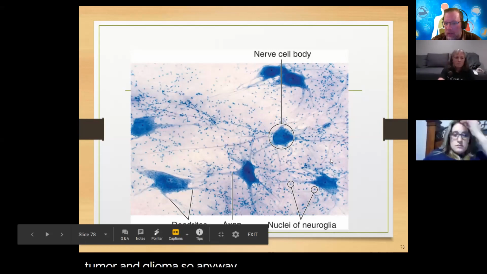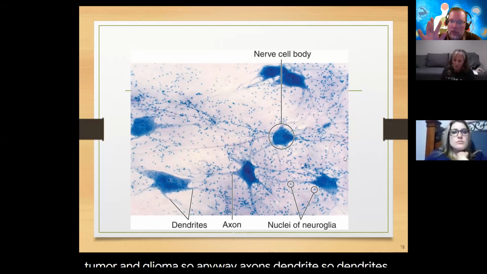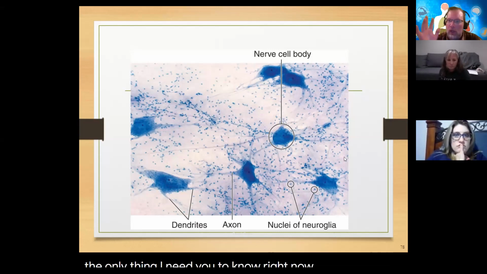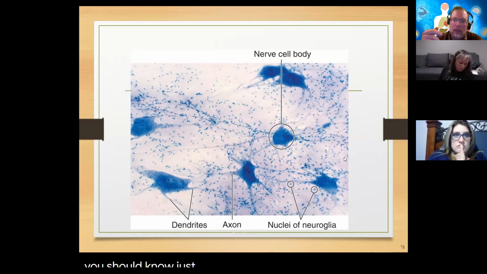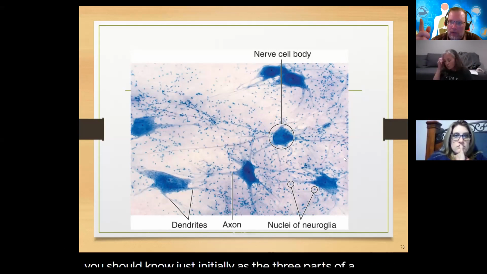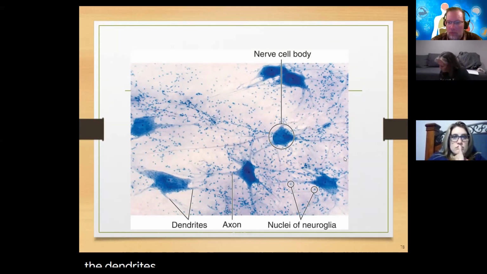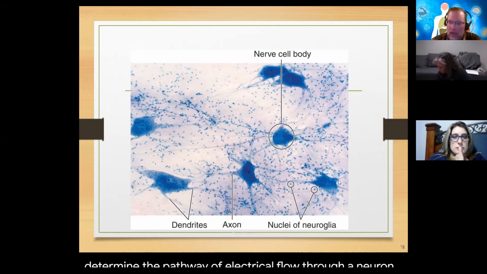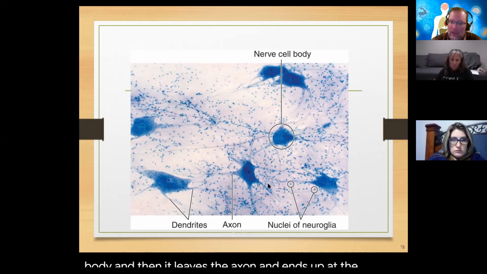So anyway, axons, dendrites. The only thing I need you to know right now about neurons and nerve tissue is that you have neurons and you have glial cells or neuroglia. The other thing you should know just initially is the three parts of a neuron, the dendrites, the cell body, and the axon. From there, we can determine the pathway of electrical flow through a neuron. Okay, transmission comes in through the dendrites, then the cell body, and then it leaves the axon and ends up at the axon terminal where it connects to dendrites of another neuron.